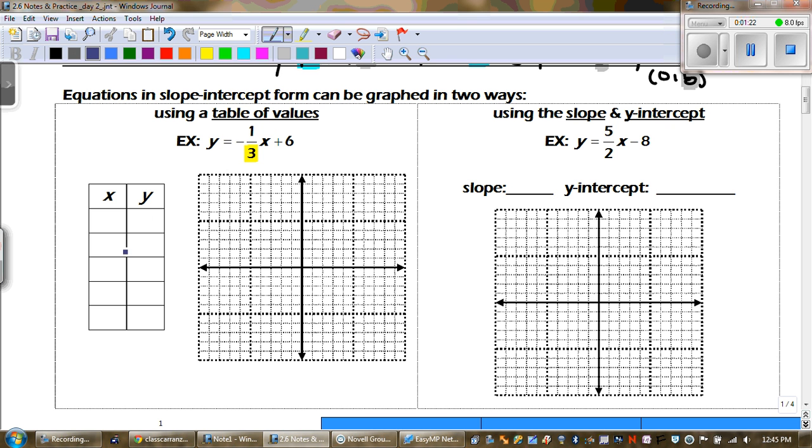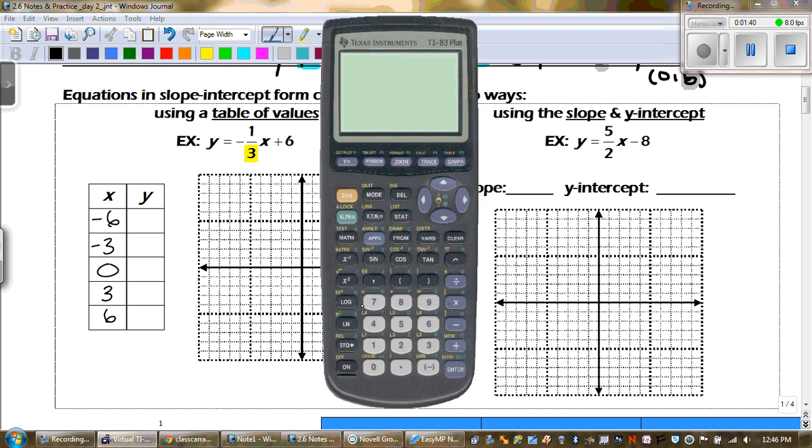Okay? So we always have 0, and then we want to count by 3. So 3, 6, and then we go -3, -6. All right, so when you're doing that in your calculator, you can plug it all in at once. You would type in -1 divided by 3 times -6 plus 6. And that gives us a +8.